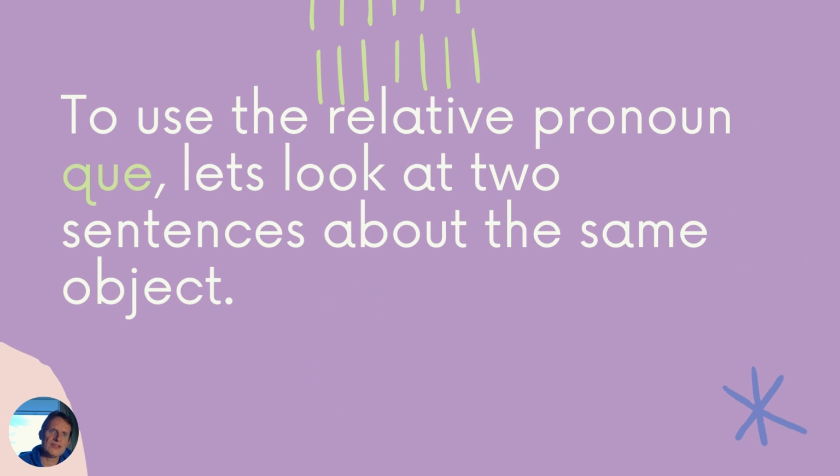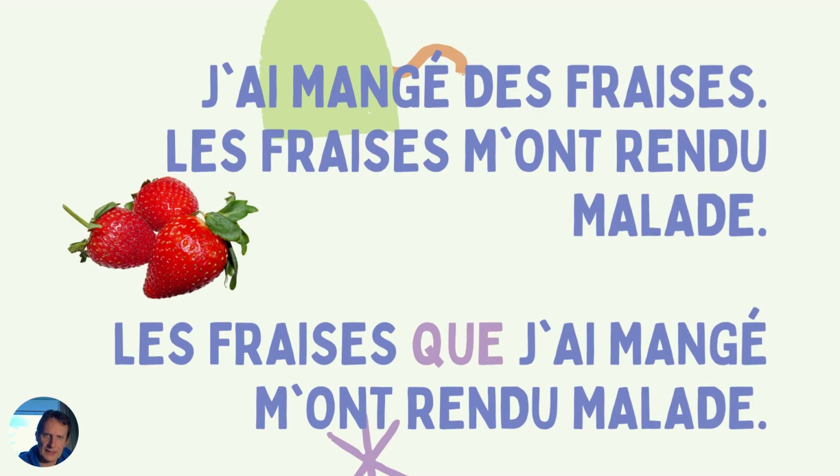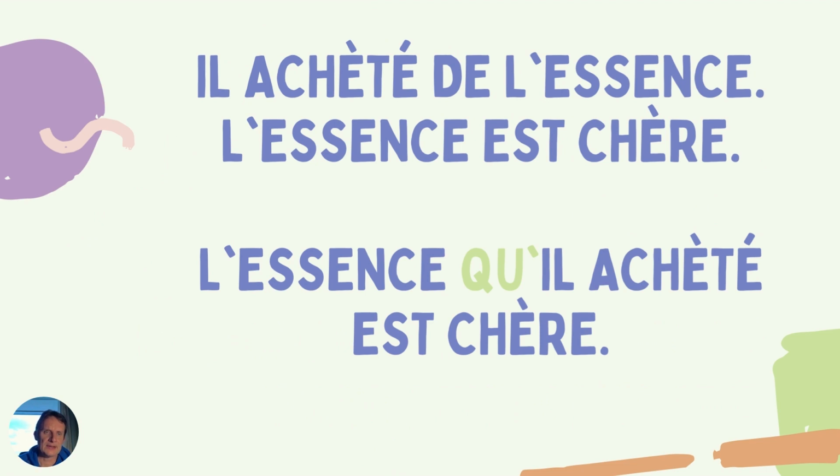To use the relative pronoun que, let's look at two sentences about the same object. J'ai mangé des fraises. Les fraises m'ont rendu malade. So put together, that becomes Les fraises que j'ai mangées m'ont rendu malade. Another example. Il a acheté de l'essence. L'essence est chère. He bought some petrol. The petrol is expensive. L'essence qu'il a achetée est chère.